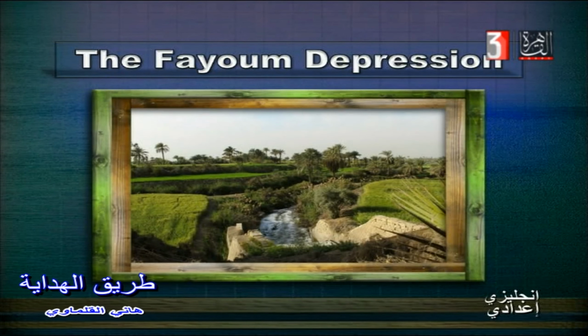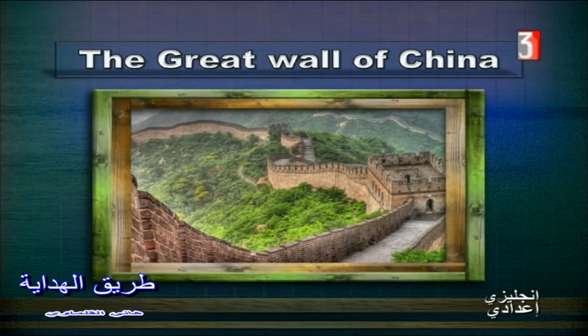So we have here also the Fayoum Depression, منخفض الفيوم, okay? So we have the Great Wall of China, سور الصين العظيم. They built it to protect their city, okay? It was built, to your surprise, with rice. It was built with rice, yeah.